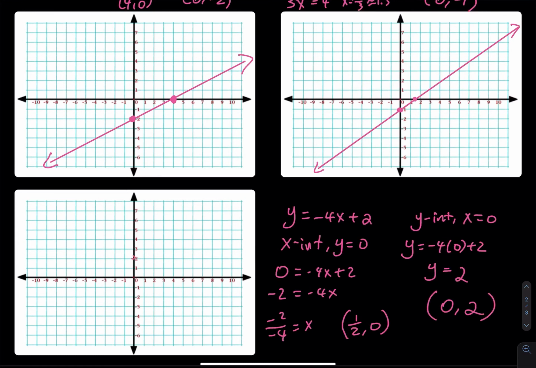So (0, 2) and then (1/2, 0). There you go, you have your 2 points, and then you connect them and extend the line. There you go. That stands for y equals negative 4x plus 2.